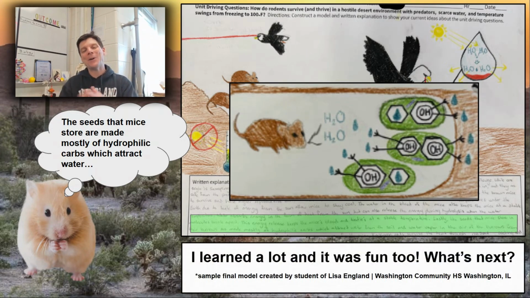Okay, so this I think says something really important about what storylines can do. When you're looking at this final model, I think what you're seeing is evidence that this is a student who learned a lot, but also had fun. And that's really important because then at the end of that unit, I think the student is left saying, what's coming up next? What do I get to learn about now?